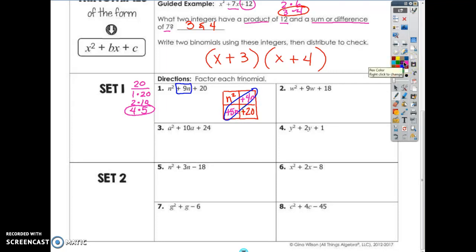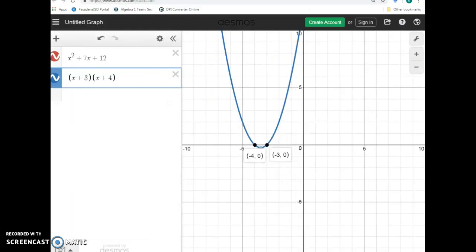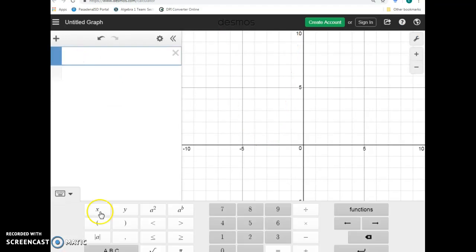Right? So this is n times n times positive 4, and n times positive 5. So my factors are n plus 4 and n plus 5. And again, we can check it in Desmos. Let's put this one, x squared plus 9x plus 20.